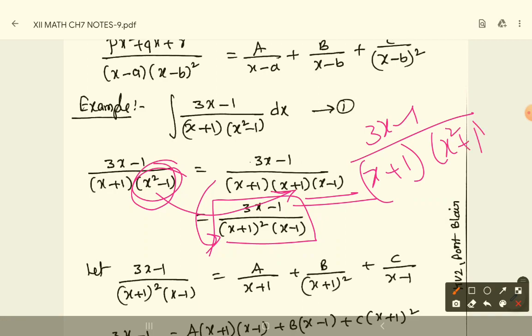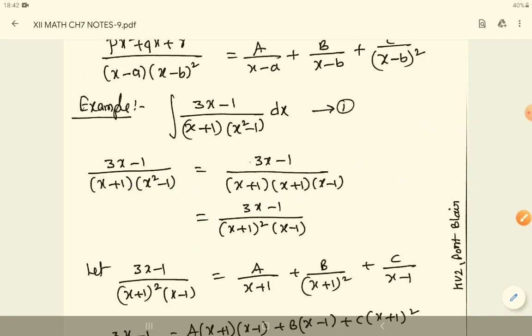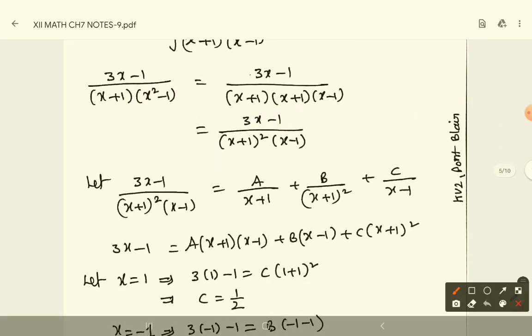x square plus 1, this time what should I do? This time I will have to go for another method, which is type 3. I will explain. Okay, look at this. First write (3x minus 1) by (x plus 1) whole square into (x minus 1) as A by (x plus 1) plus B by (x plus 1) whole square plus C by (x minus 1).